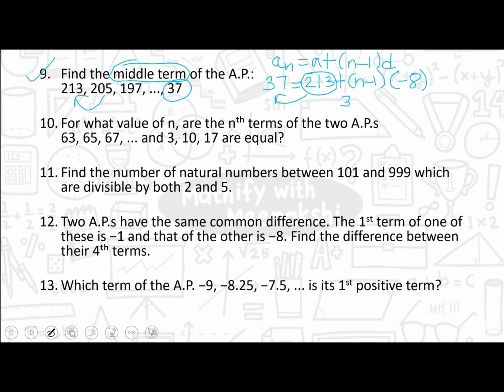So it becomes 37 minus 213 is equal to (n minus 1) into minus 8. Now you will transpose your minus 8 to that side. It becomes (37 minus 213) by minus 8 is equal to n minus 1. Now what is 37 minus 213? It's minus 176 by minus 8 is equal to n minus 1.